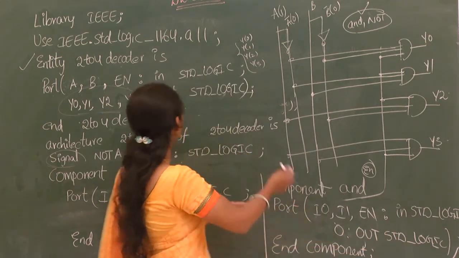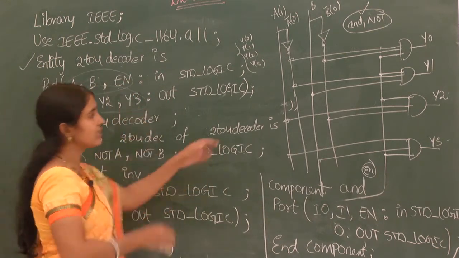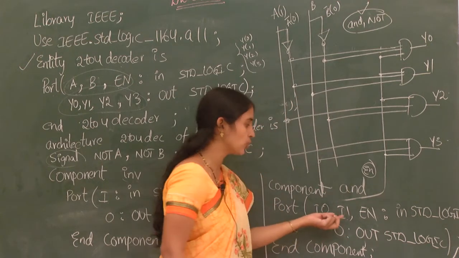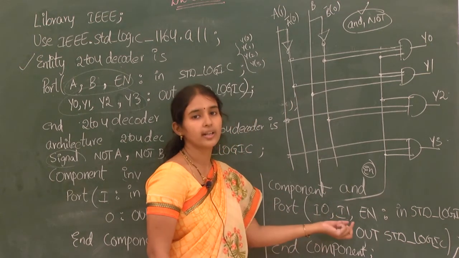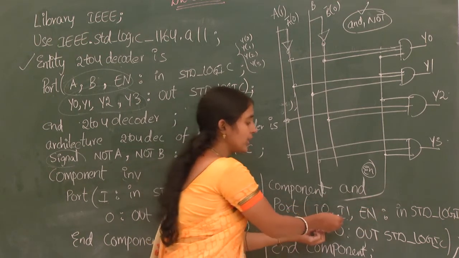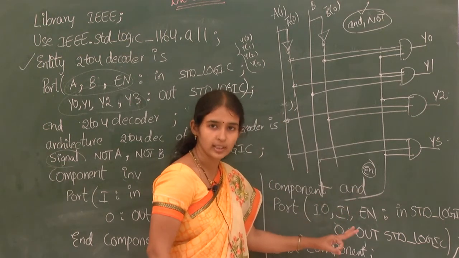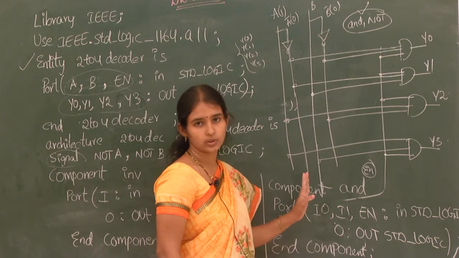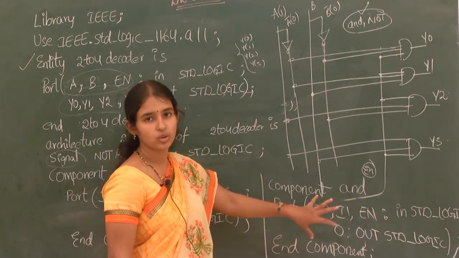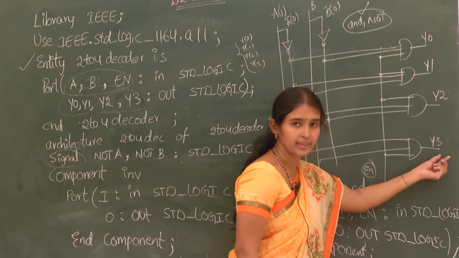Ma'am, why this? You have used it in the entity as A, B as the inputs, but here you are specifying I0 and I1. You can use any signals, I0, I1, any signal. But you are just specifying that this AND gate is taking only 3 inputs and providing 1 output. That is what you want to tell in the component declaration: how many inputs it is taking and how many outputs it is providing.